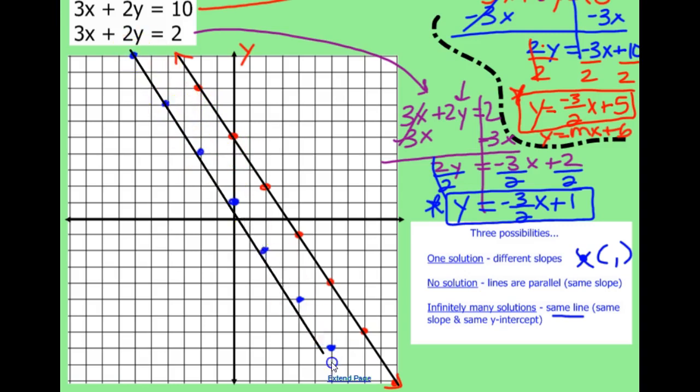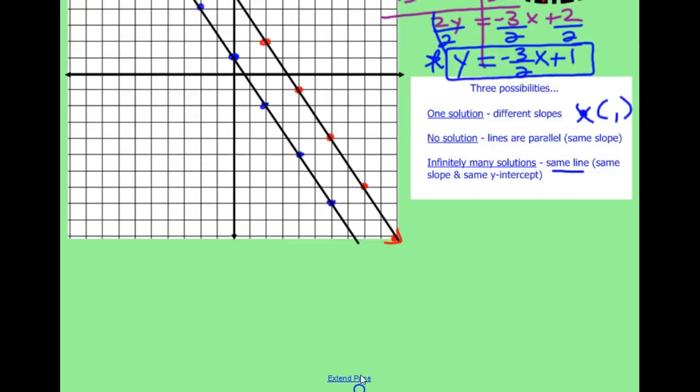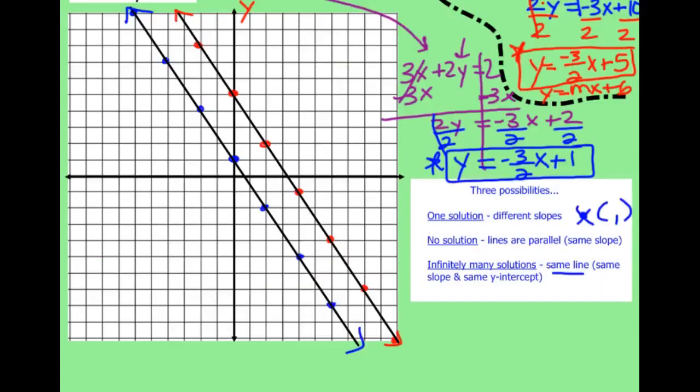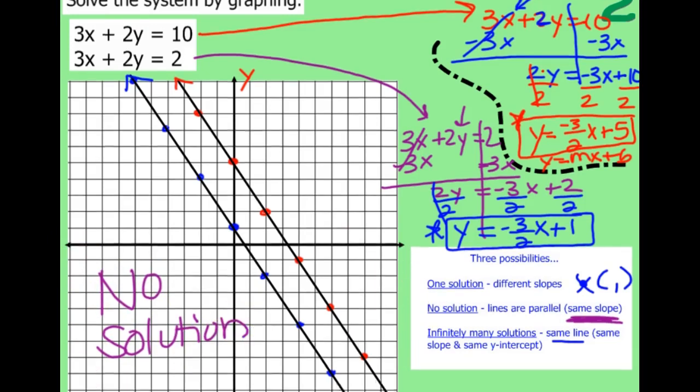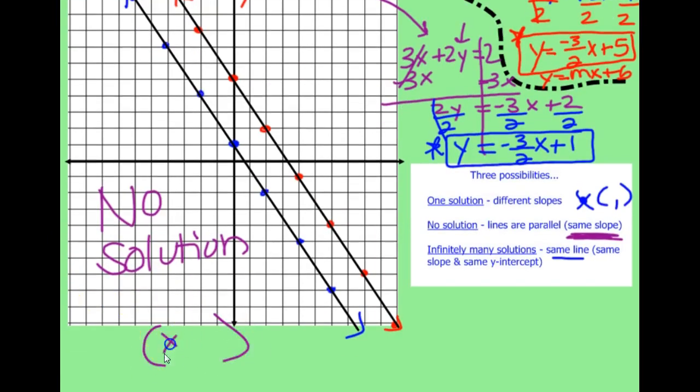So hopefully you were able to tell from the equations. If you couldn't, you can definitely see from the graph now that these are not going to cross because they have the same slope. So our answer to this would be no solution. We cannot figure out what our x and y is where they cross because they don't cross. So there's no solution.